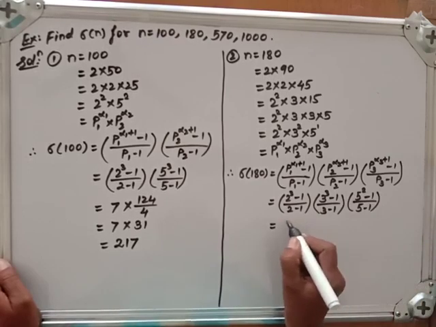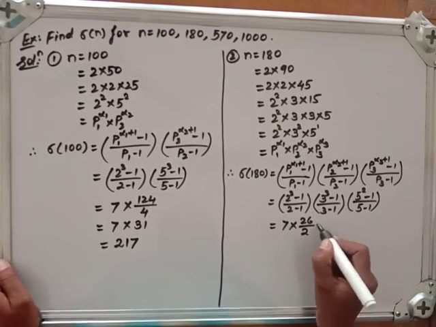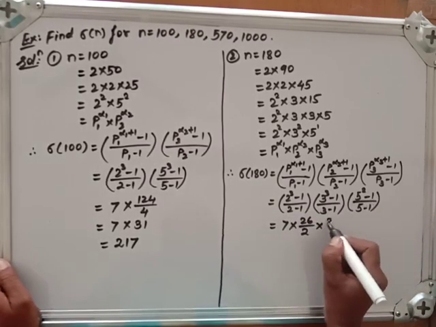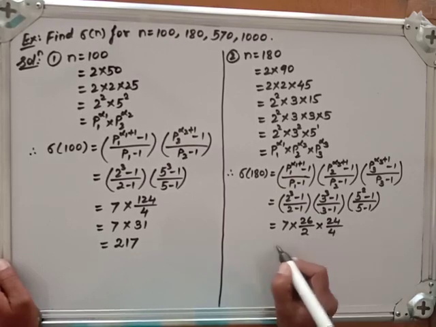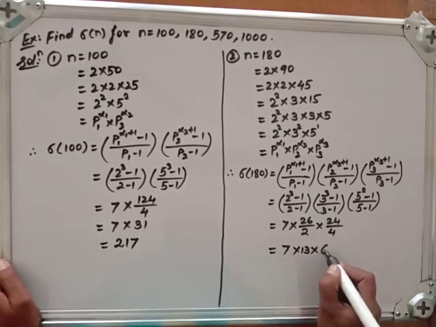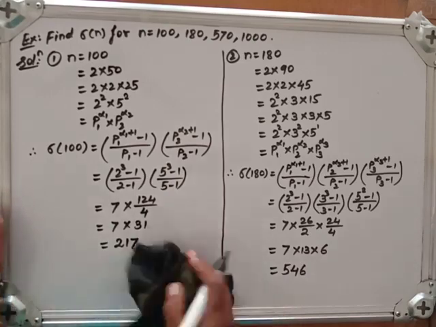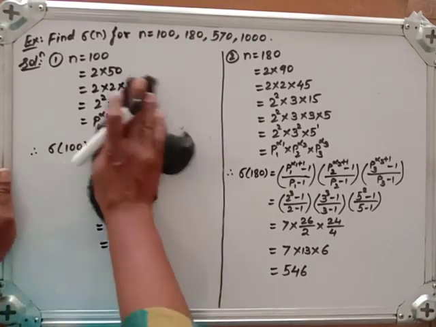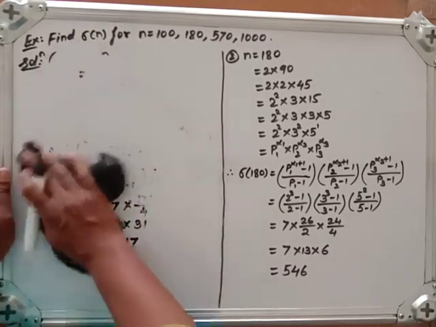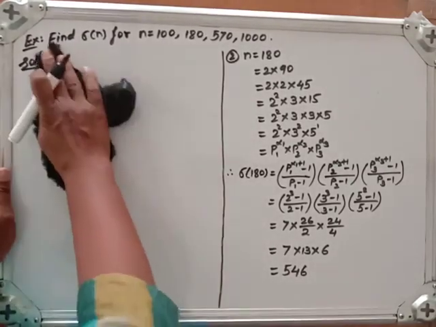So this is 7 into 26 by 2 into 24 by 4. So that will be 7 into 13 into 6, so it is 546. Now let's find out for the next one. N is equal to what? 570. N is equal to 570.